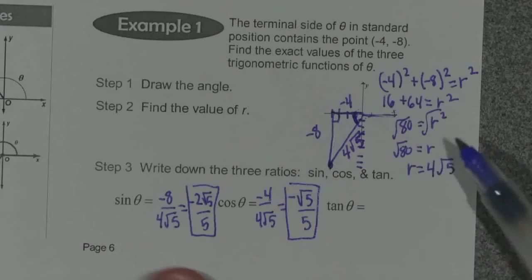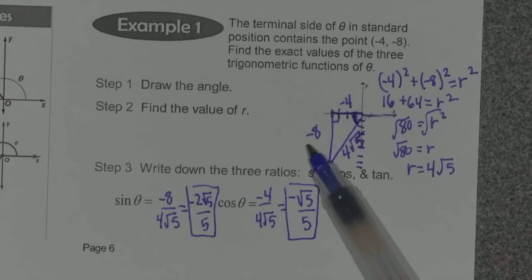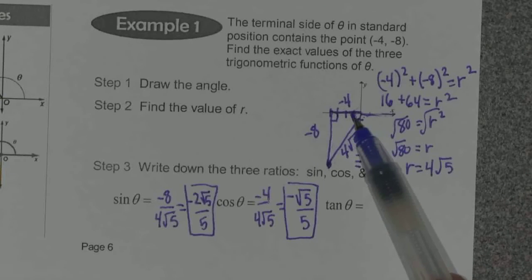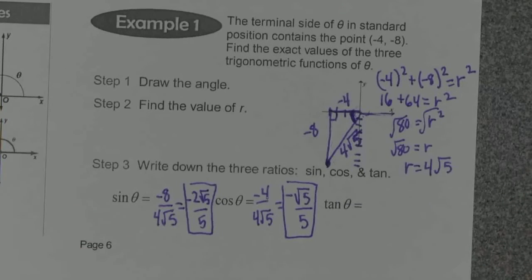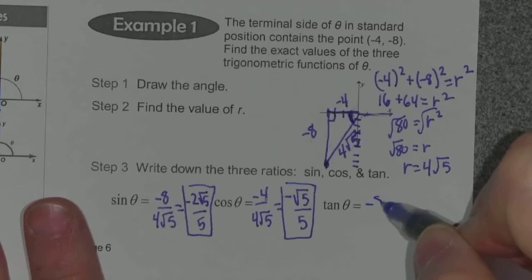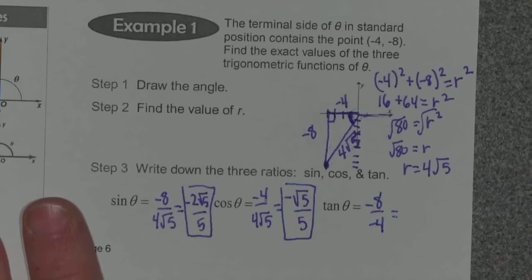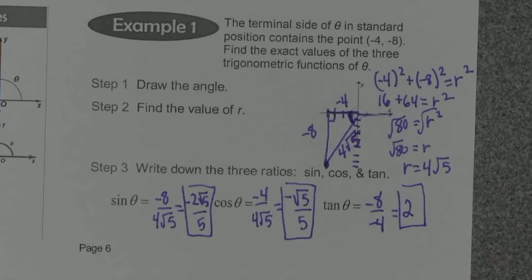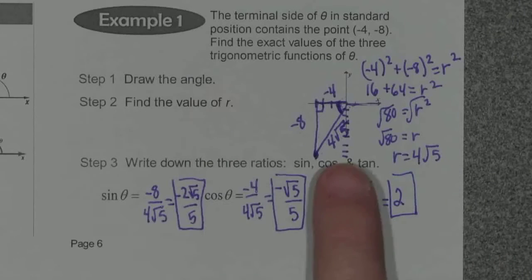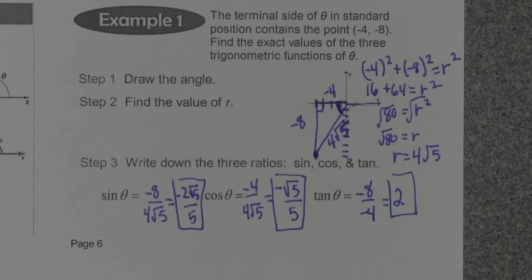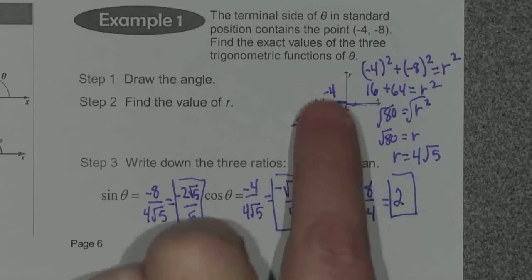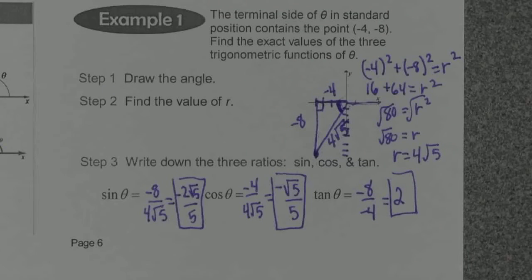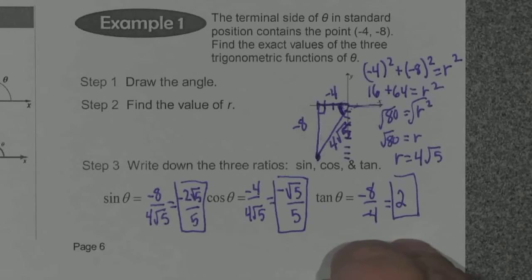And then the last one is the tangent. The tangent would be the opposite over the adjacent, which is still the y over the x if you use the new rules. So -8 over -4, which is a +2. So what we really did was we used the angle to draw the triangle. We used the triangle to find the sine, cosine, and tangent of those angles. And do you see how the direction made your signs correct on your sine, cosine, and tangent?